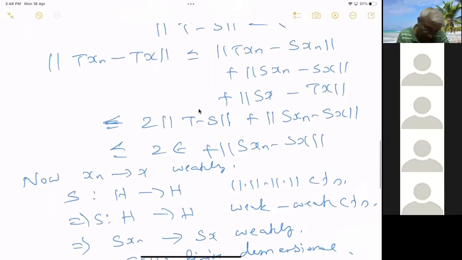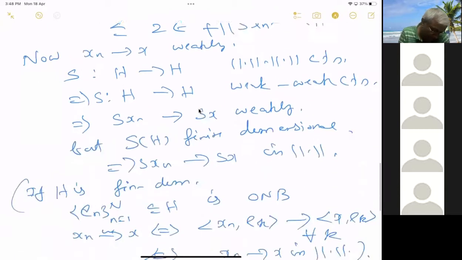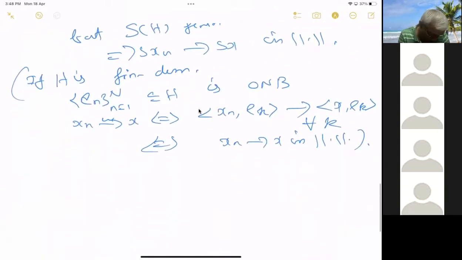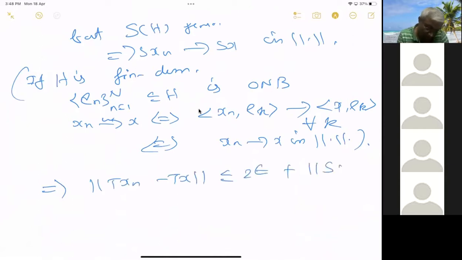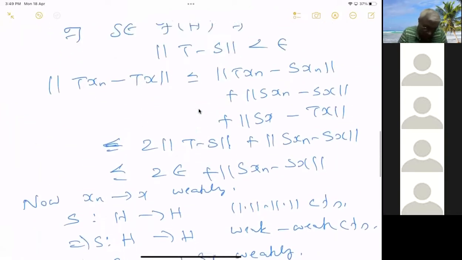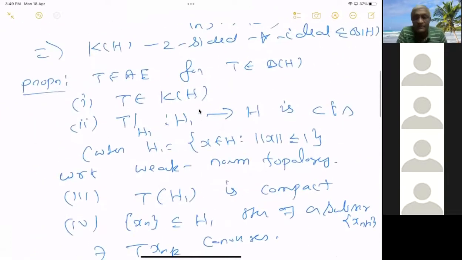So now we have this equation. We have only ||Sxn − Sx||. This will go to 0. So these things imply ||Txn − Tx|| is less than or equal to 2 epsilon plus ||Sxn − Sx||, which goes to 0. Okay, so 1 implies 2 is proved. Okay. Is this fine?